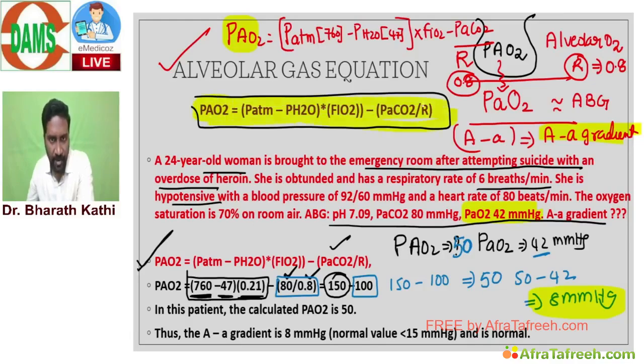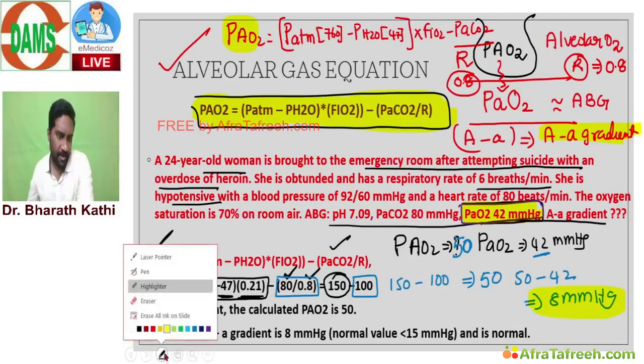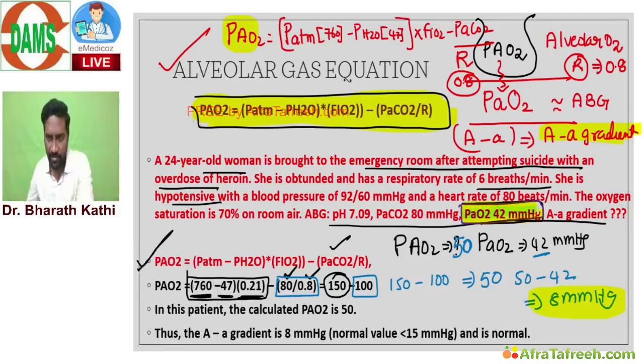This is the formula. And you should also keep a note on alveolar arterial gradient. In this slide, we have understood the importance of PaO2. PaO2 is for assessment of oxygenation. For knowing oxygenation, the first important parameter is PaO2.